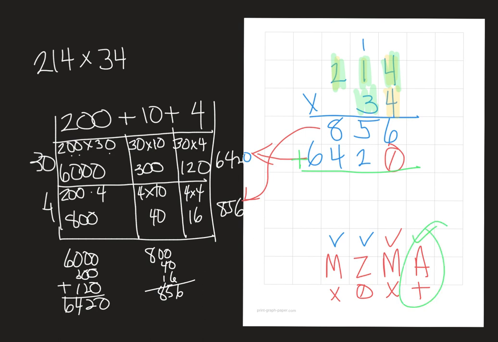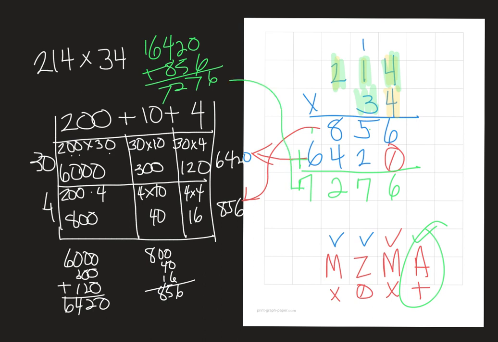We are now on the last part, which is adding the partial products together. 6 plus 0 is 6. 5 plus 2 is 7. 8 plus 4 is 12. Carry the 1 and regroup. 6 plus 1 is 7. That should be our total answer, 7,276. And I don't think we did it on the other side, so let's do it over here too. 6,420 and 856. That's 6, 7, 12, and 7. 7,276.